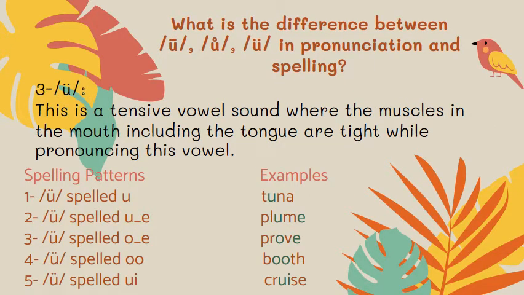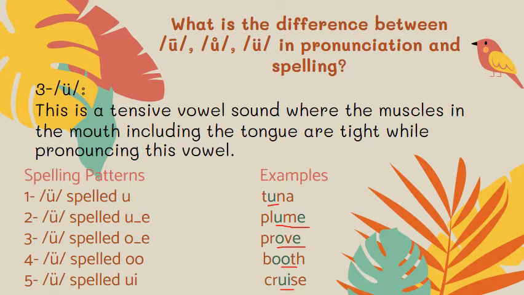We move to the third pronunciation. This is a tense vowel sound where the muscles in the mouth, including the tongue, are tight while pronouncing this vowel. How? Like this. Ooh, like tuna. Okay? Plume, tuna, prove, booth, cruise.